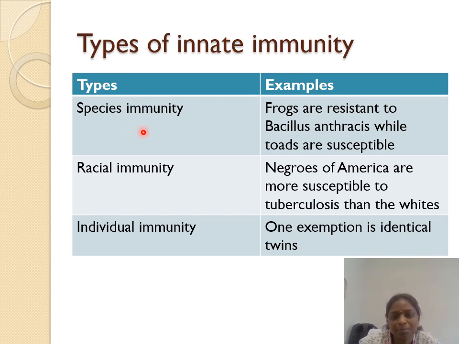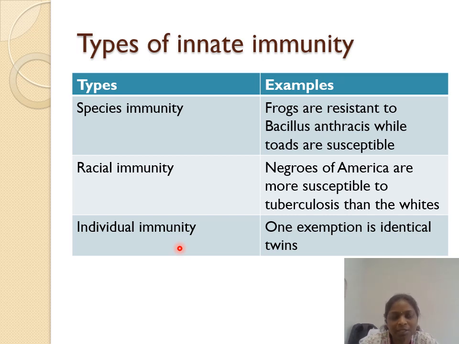Some particular species are susceptible to some diseases, whereas some are resistant. For example, frogs are resistant to Bacillus anthracis, whereas toads are susceptible. Coming to racial immunity, a particular race is susceptible, whereas other races have resistance. Example, Negroes of America are more susceptible to tuberculosis than whites. Coming to individual immunity, the best example is COVID, which we have seen recently.